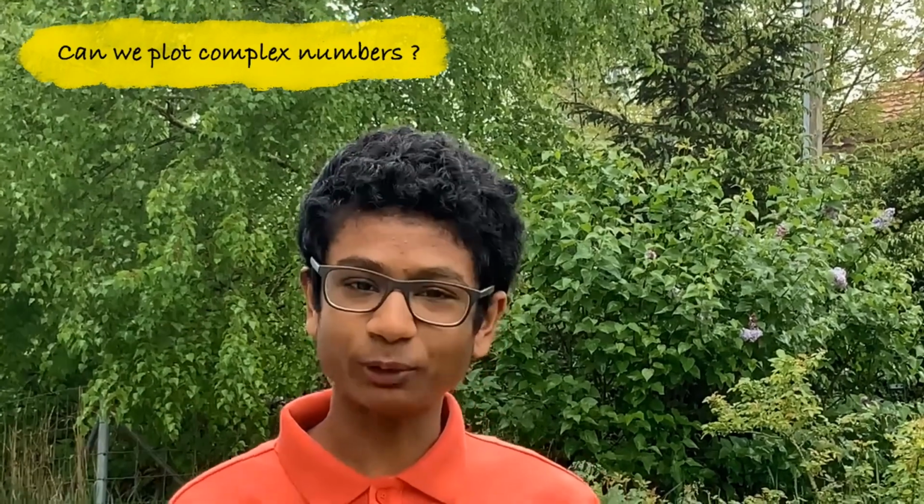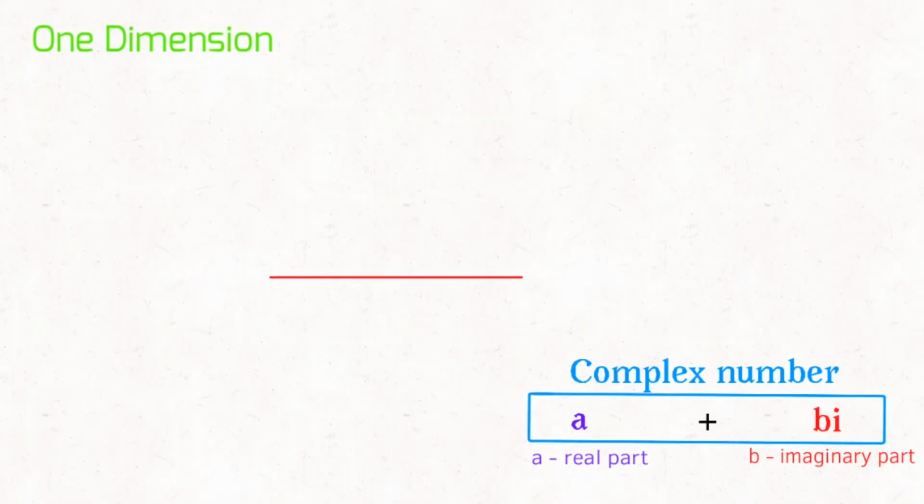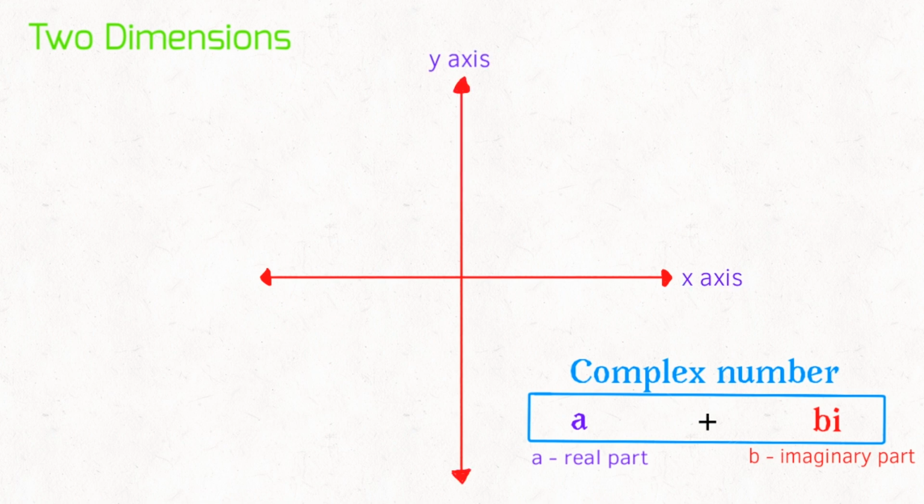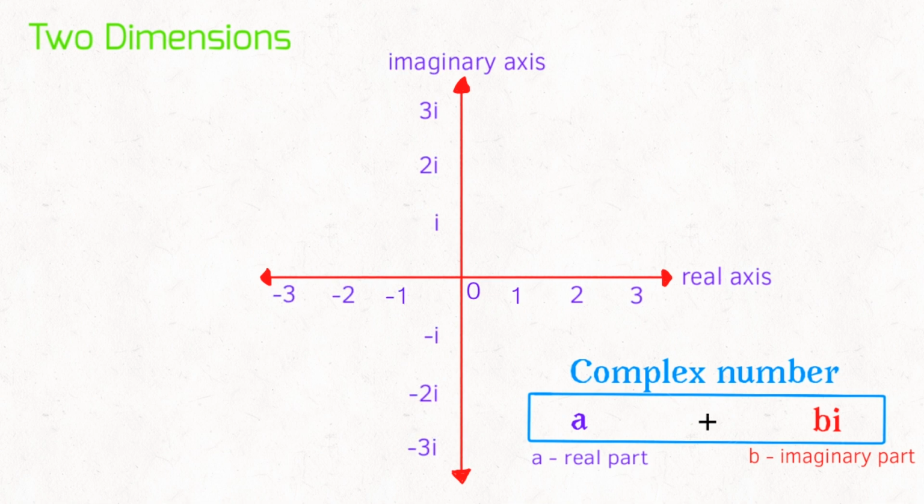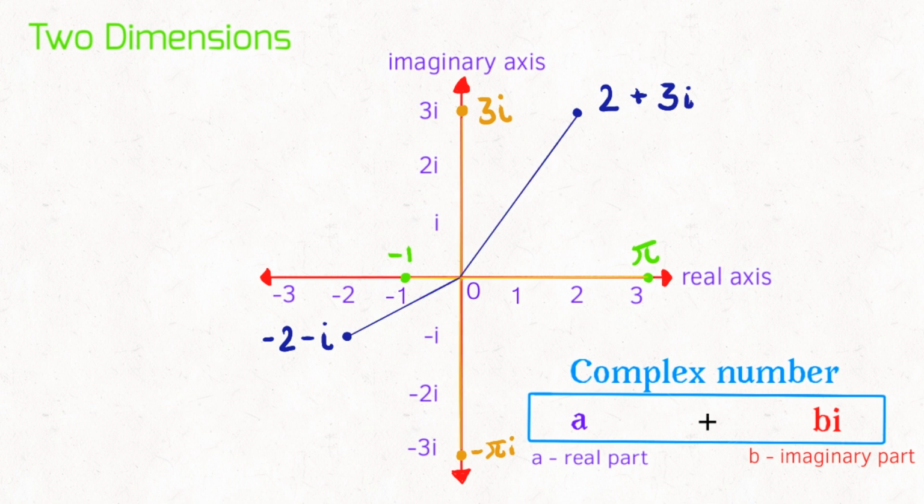Is there any way to plot these complex numbers? A complex number has two parts, and hence we need two dimensions to plot it. We can think of the coordinate plane, but we replace the x-axis with the real axis and the y-axis with the imaginary axis, labeled with the multiples of i. Real and imaginary numbers lie on the respective axes, and other complex numbers lie elsewhere on the plane. Hence, every complex number represents a certain distance, its absolute value, from 0 on a two-dimensional plane.